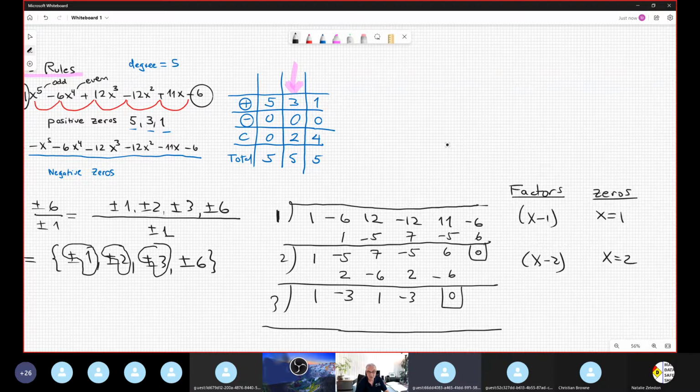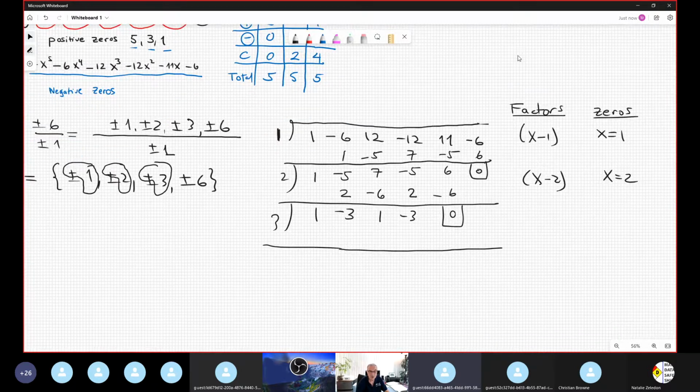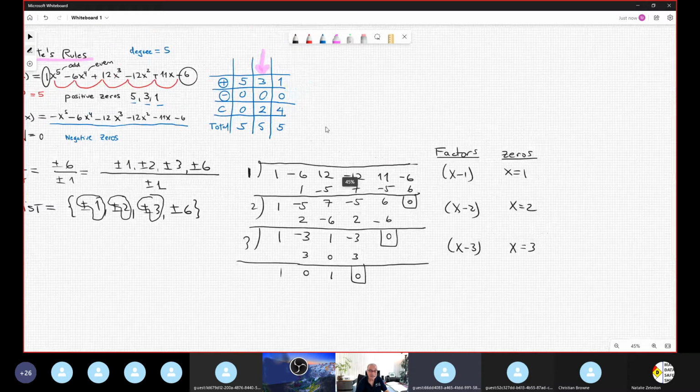Okay. Let's try. So say 1, bring down. Multiplication is 3. Is 0. Wow. Multiplication is 0. Is 1. Multiplication is 3. And it's 0. Wow. And I discovered also that the factor x minus 3 belongs to the polynomial. Okay, the zero is x equals positive 3. It's exactly what Descartes' rule predicted here.